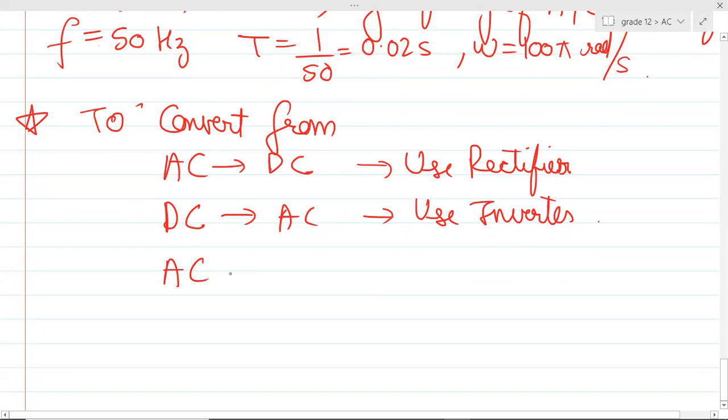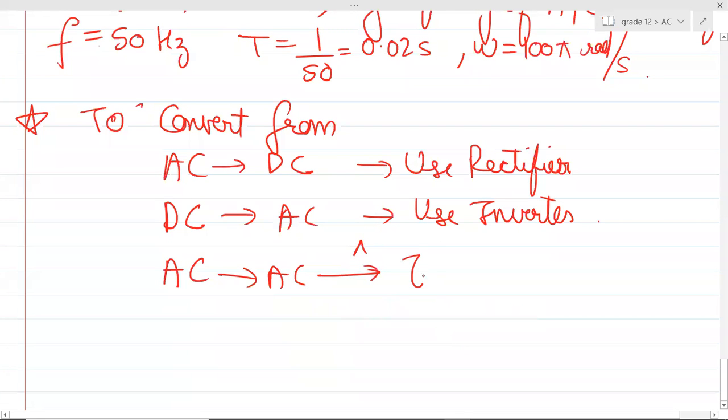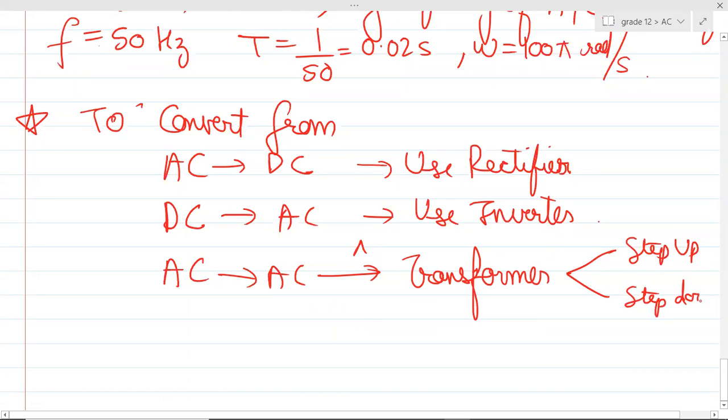Acha, there is one more device, AC to AC. It can be increased magnitude AC or decreased magnitude AC. So basically this device is called what? A transformer. AC to AC is basically a transformer. That transformer can be step up or step down. We don't need to study this, but the rectifier and inverter we need to study in this chapter.